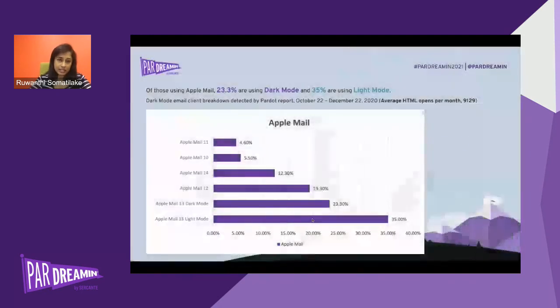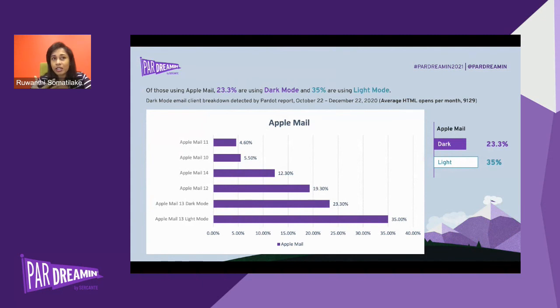I've analyzed the email clients from October to December last year, because this year we have done a lot of A/B testing, so I can't get proper stats. That's why I stick with last year's email stats. In Apple Mail, more than 23% of users use dark mode, while 35% of users read our emails in light mode.